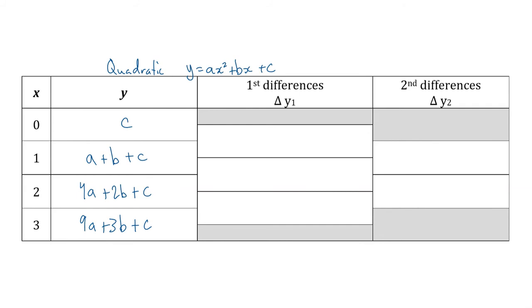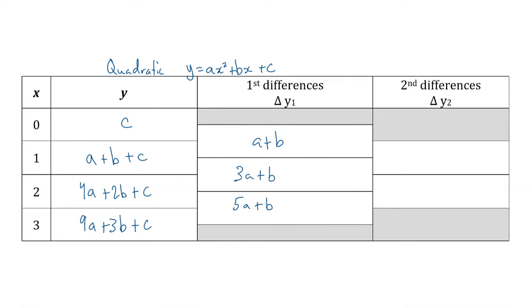A plus b plus c minus c is a plus b. Were people thinking that? Are you following this? It's okay. So a plus b. 4a plus 2b plus c minus a plus b plus c. So I'm just subtracting like terms with each other. 4a minus a is 3a. 2b minus b is b. C minus c is gone. 9 minus 4 is 5, so 5a plus b, c is gone.